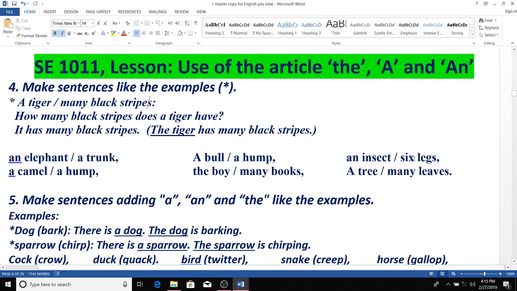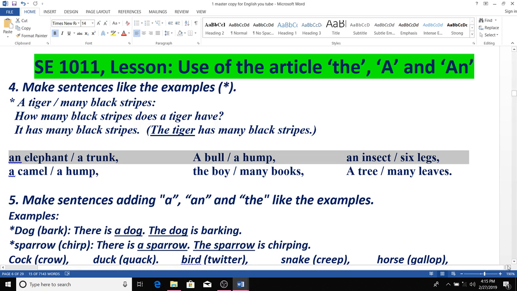Here, how many legs does an insect have? It has six legs. How many leaves does a tree have? Okay, a tree has many leaves.